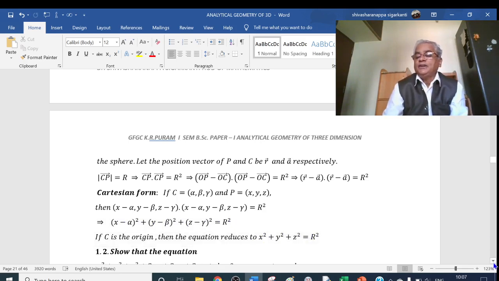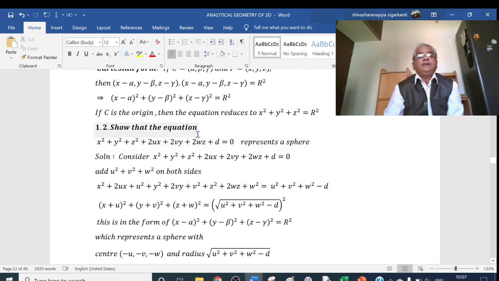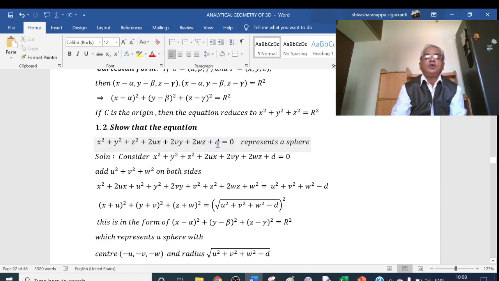Now I will go to the general equation of the sphere. Show that the equation x square plus y square plus z square plus 2ux plus 2vy plus 2wz plus d equal to 0 represents a sphere. Observe this equation: the x square, y square and z square coefficients are each equal to 1, and there is an x term, a y term, a z term, and a constant term.